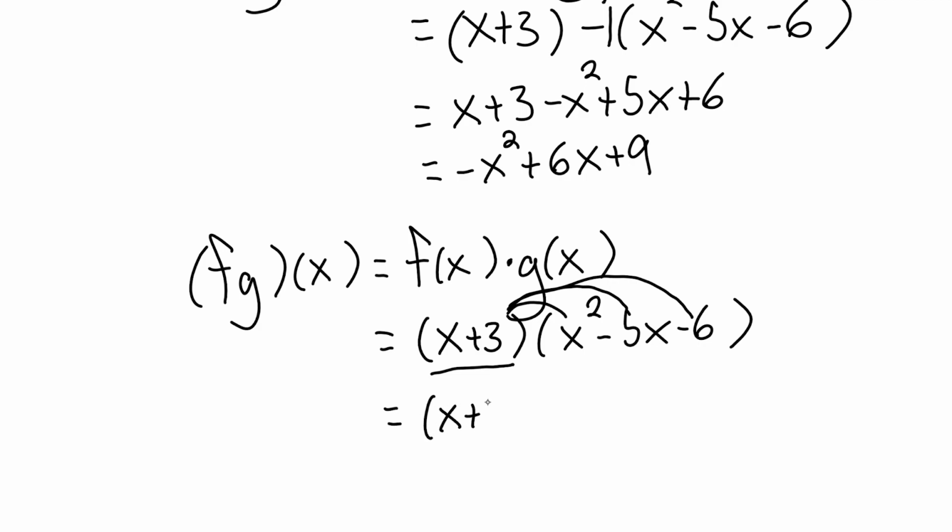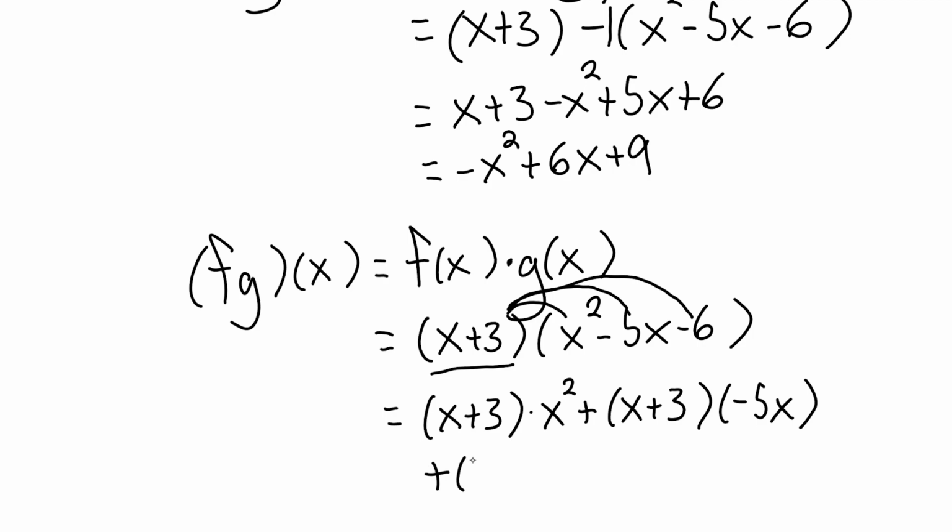So we would have x plus 3 times x squared plus x plus 3 times negative 5x. Then I'm going to need another line here, plus x plus 3 times negative 6. And then we're going to use the distributive property again. Okay, so now we're going to distribute the x squared to both of the x plus 3 terms, the negative 5x to both of the x plus 3 terms, and same with the minus 6.